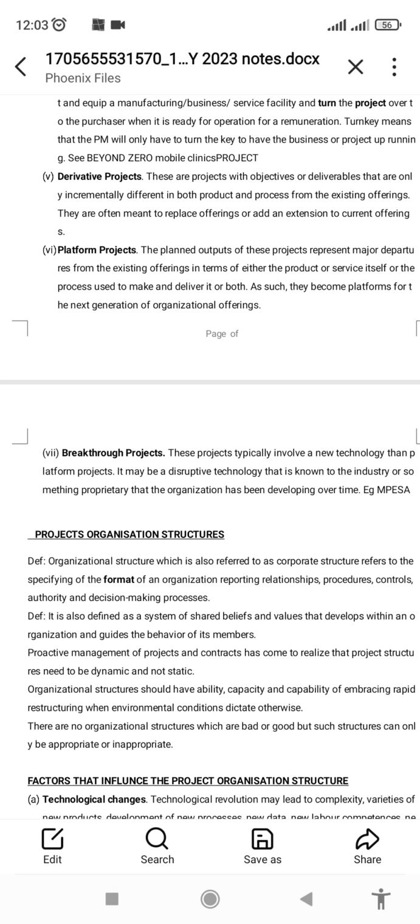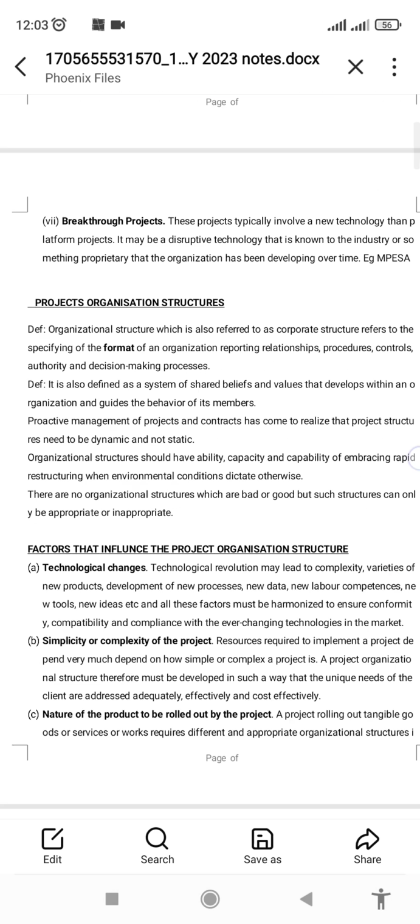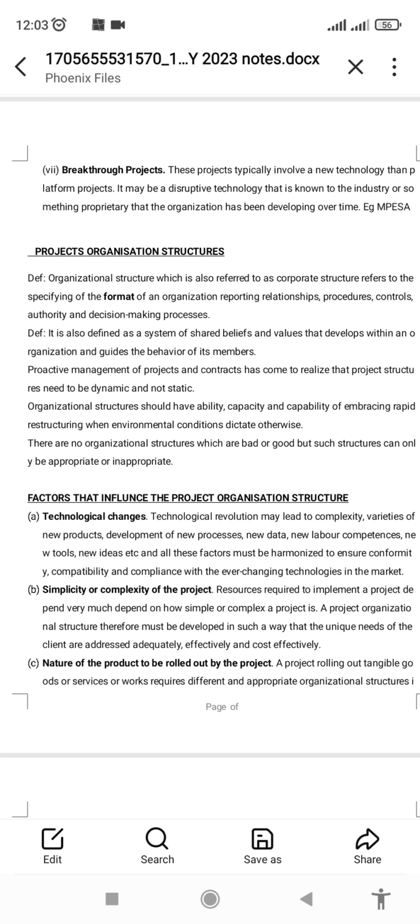Okay, then next now, project organization structures. What's an organizational structure? We'll first define what an organizational structure is. So organizational structure is also referred to as corporate structure. It refers to the specifying of the format of an organization, reporting relationships, procedures, controls, authority, and decision-making process.